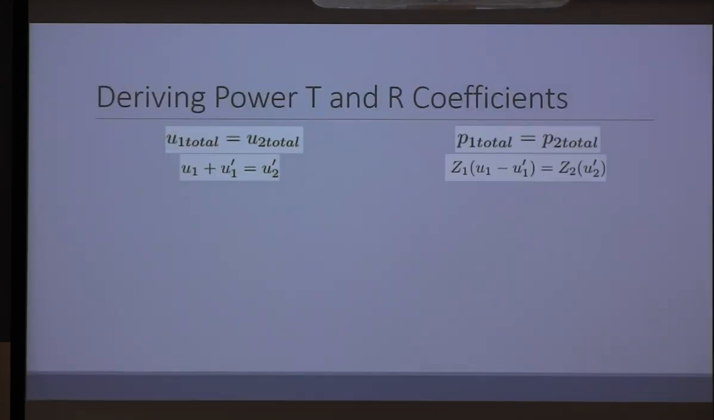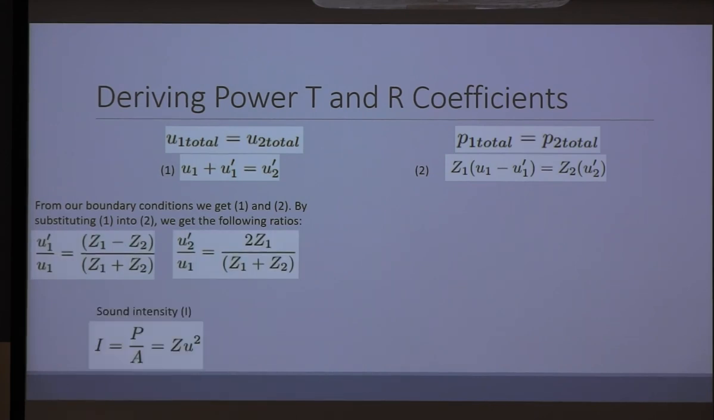And so, plugging in our definition of acoustic impedance, we can get the following ratios. But what we actually wanted was the ratio of the sound intensity. The sound intensity is defined as the power of the sound wave over a given area. Another definition of the intensity can be written in terms of the acoustic impedance and the fluid velocity.